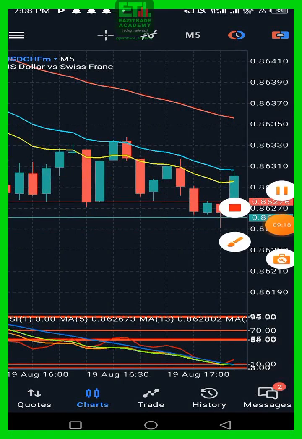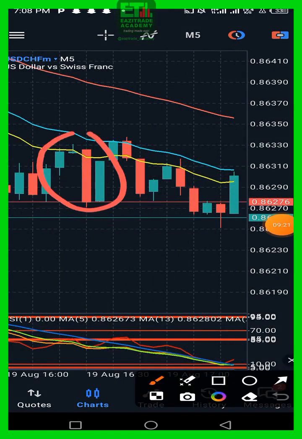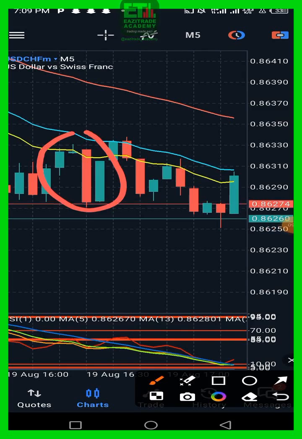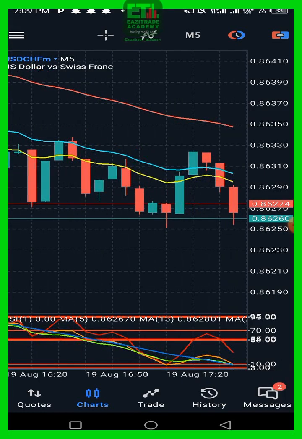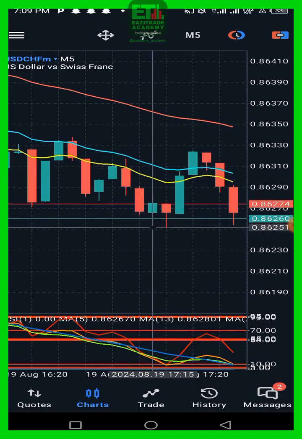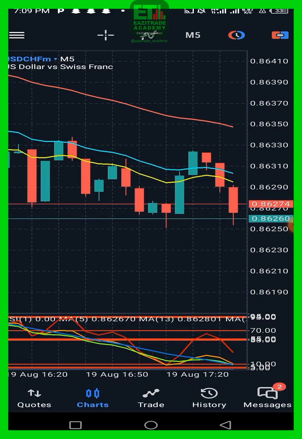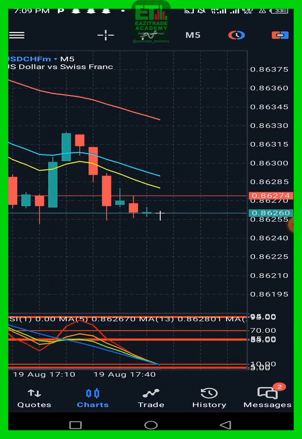All right, so this is an evening star also, a bullish candle, a doji light candle, and a bearish candle. We can see that the results, if you are taking the trade around here, you would have ended up in a win. You ended up in a win, definitely. All right, so I'm going to take a sell on this trade.